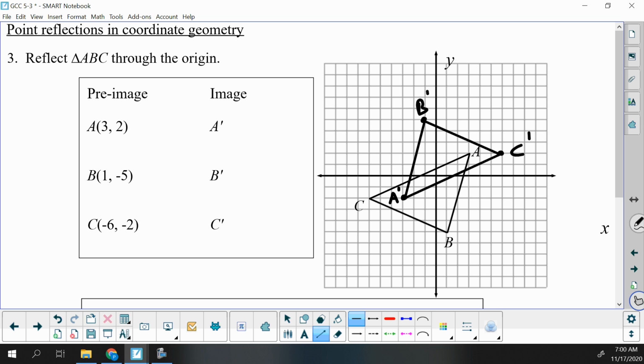And always check the question, because a decent amount of time they'll want you to write the coordinates, and we are going to have to do it here. So A prime, we have -3, -2. B, we have -1, 5, because we went 1 to the left and 5 up. And C, we went 6 right and up 2, so that's 6, 2.